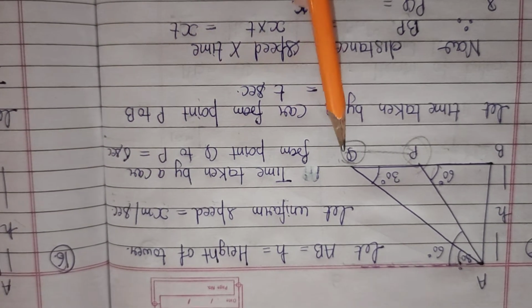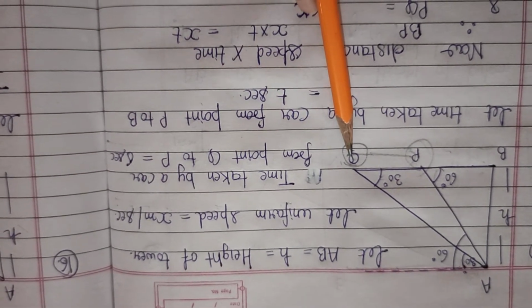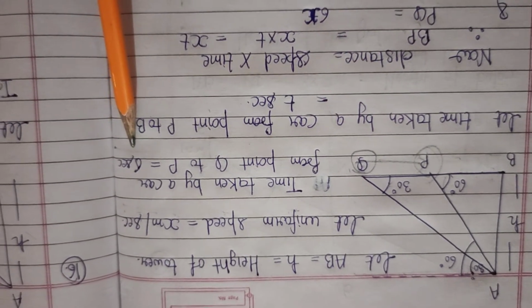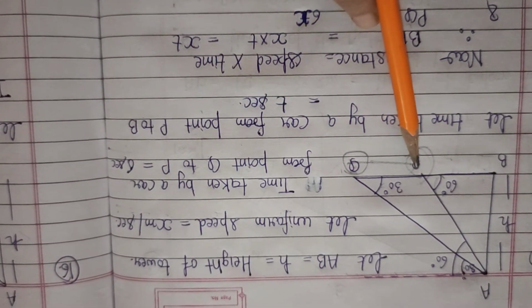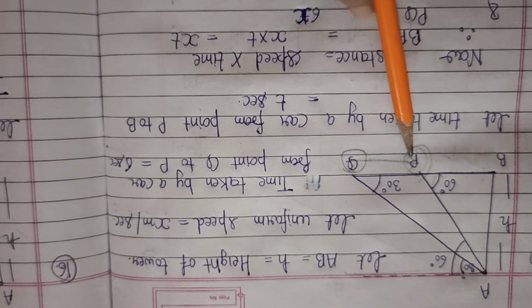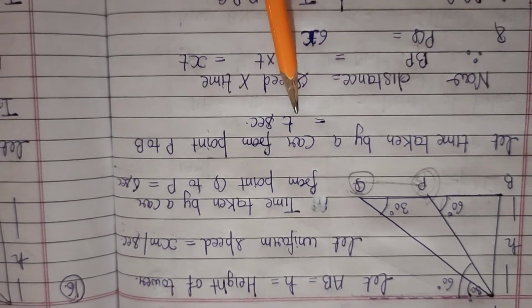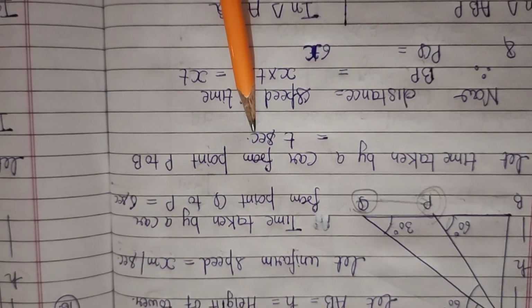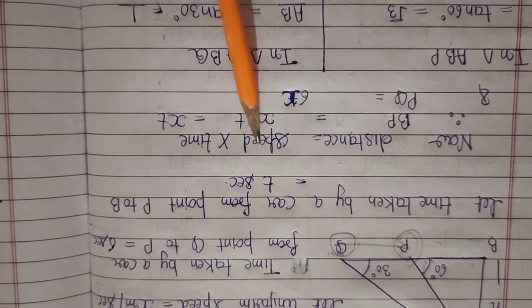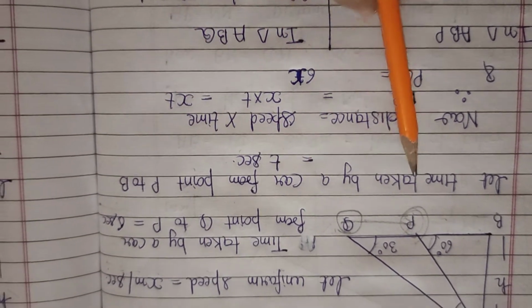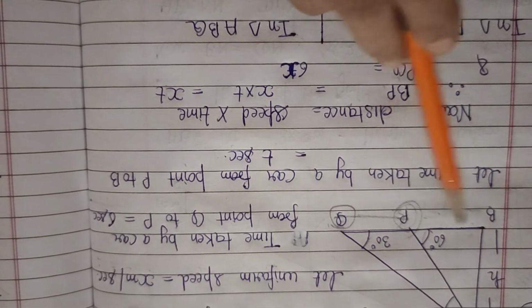Now we know that the time taken by the car from the point Q to P is 6 seconds, and we have to find the time taken by the car from the point P to B. Let us consider it is t second, and the formula for the distance is speed into time. So we can say BP.